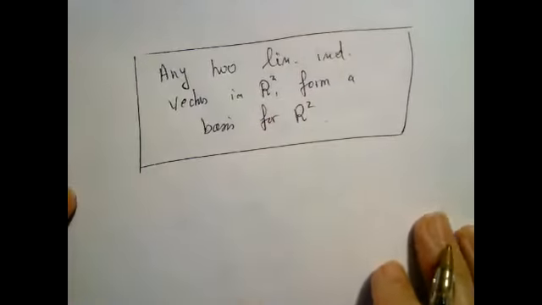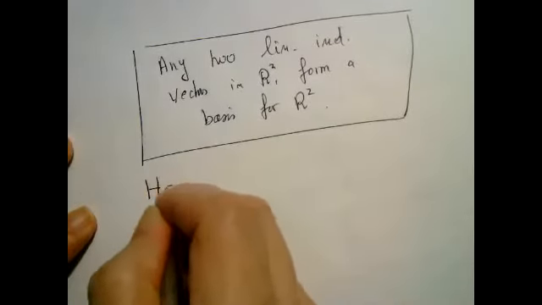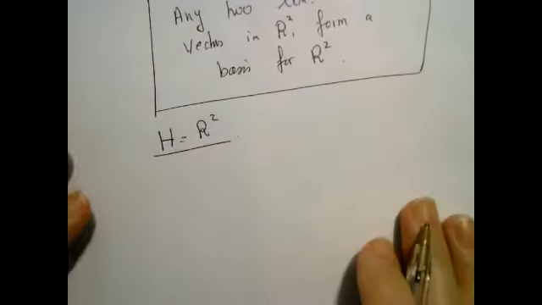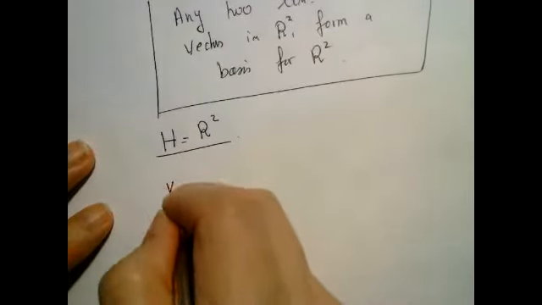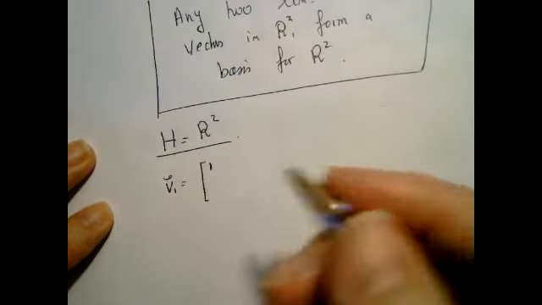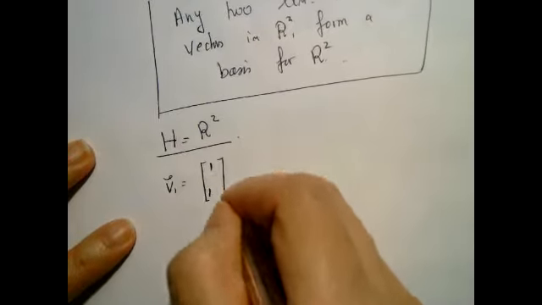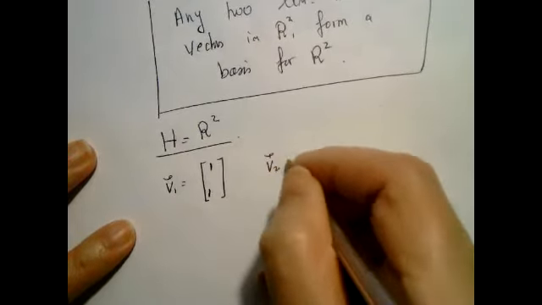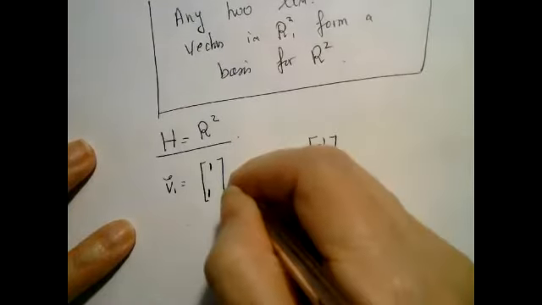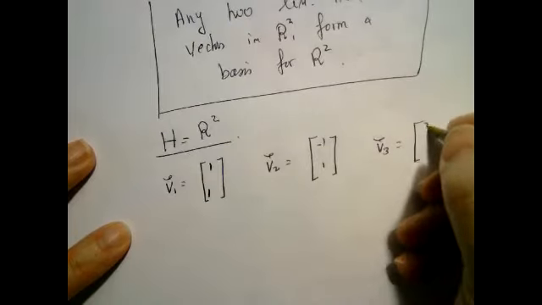Okay. Now let us ask again, because I want to hammer R2, and everything else will become much easier. Again, H equals R2. And suppose I give you the following vectors: v1, the one you gave me, (1, -1), then v2 is (-1, 1), and v3 is (3, 4).